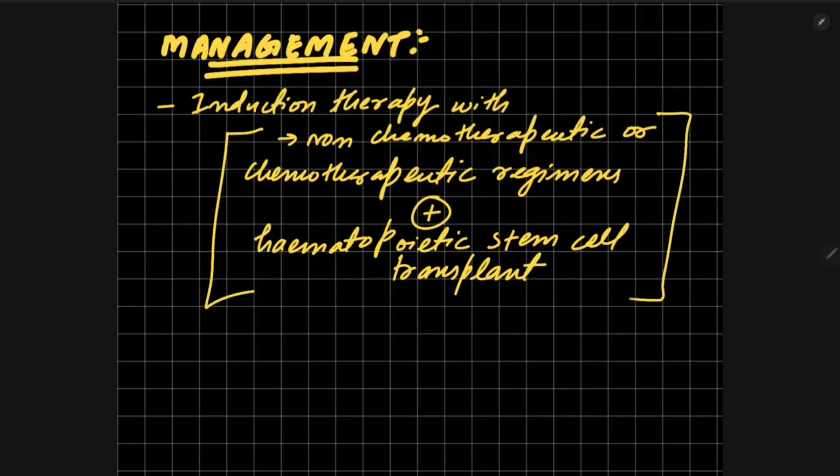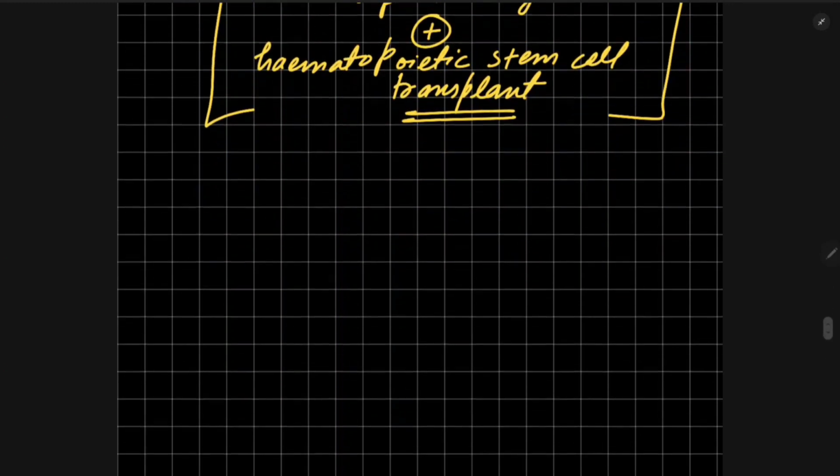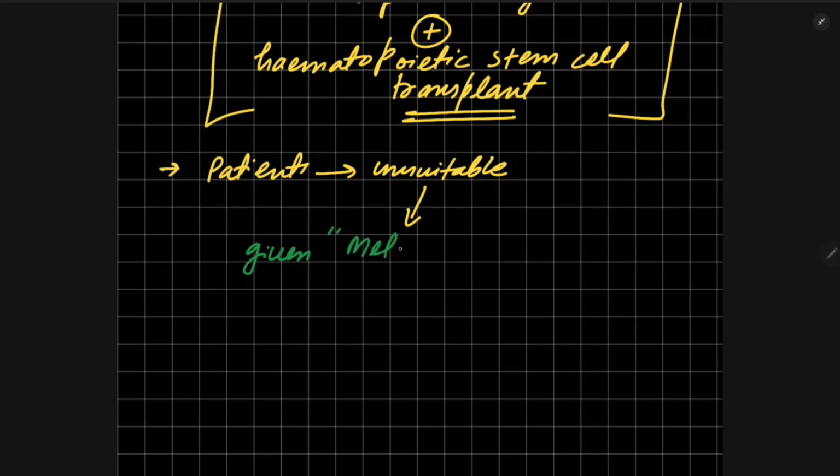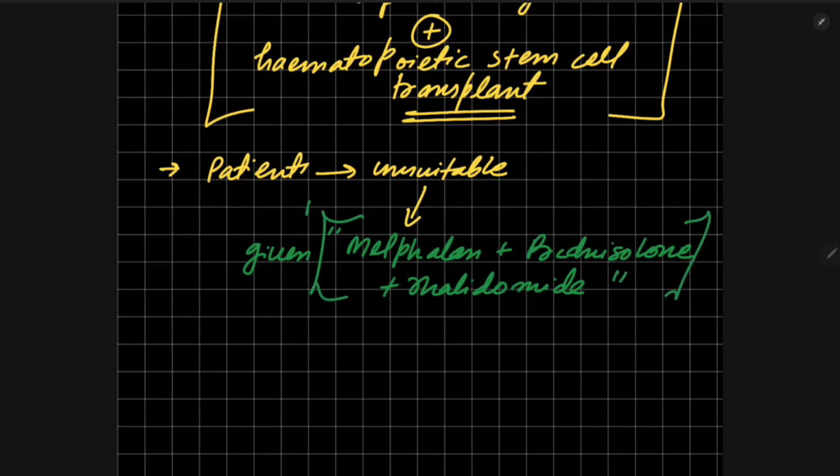And in those patients in whom we fail to do, actually those who are not stable for hematopoietic stem cell transplant, what we do is we use three types of drugs. Those drugs include melphalan plus prednisolone plus thalidomide. Melphalan plus prednisolone plus thalidomide. Remember these three drugs. That's about the management part.